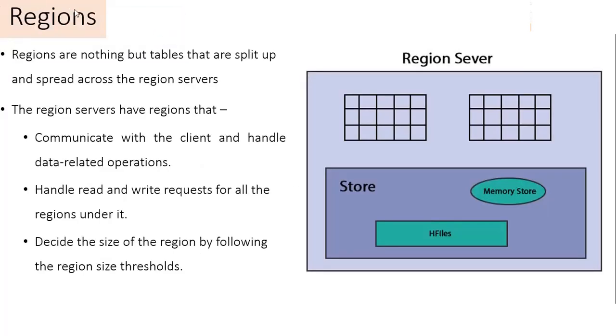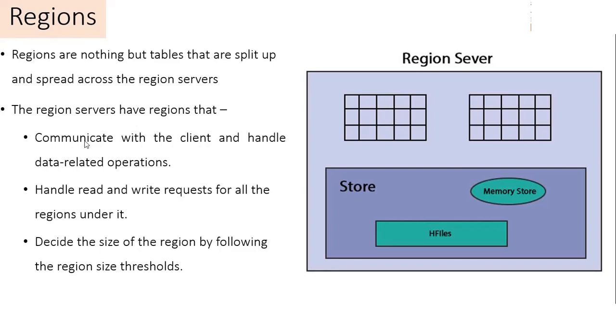Next, coming to the regions. These regions are allocated by the master server to the region servers. A region server will look like this, and it will have different regions, and it will have a store. The store comprises two things: HFiles and the MemStore. These regions are tables that are split up and spread across the region servers, and the region servers have different regions that communicate with the client to handle data related operations.